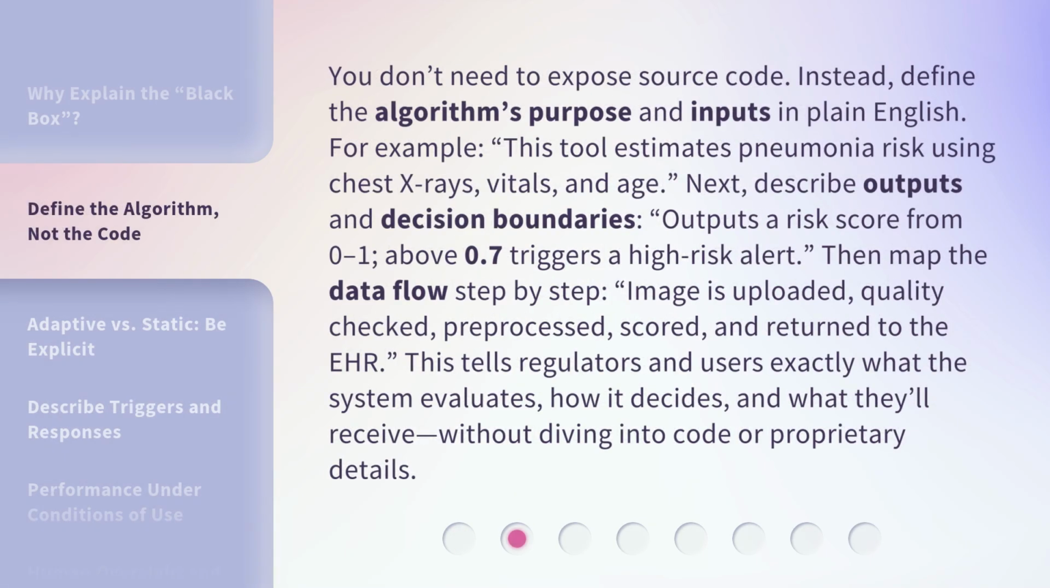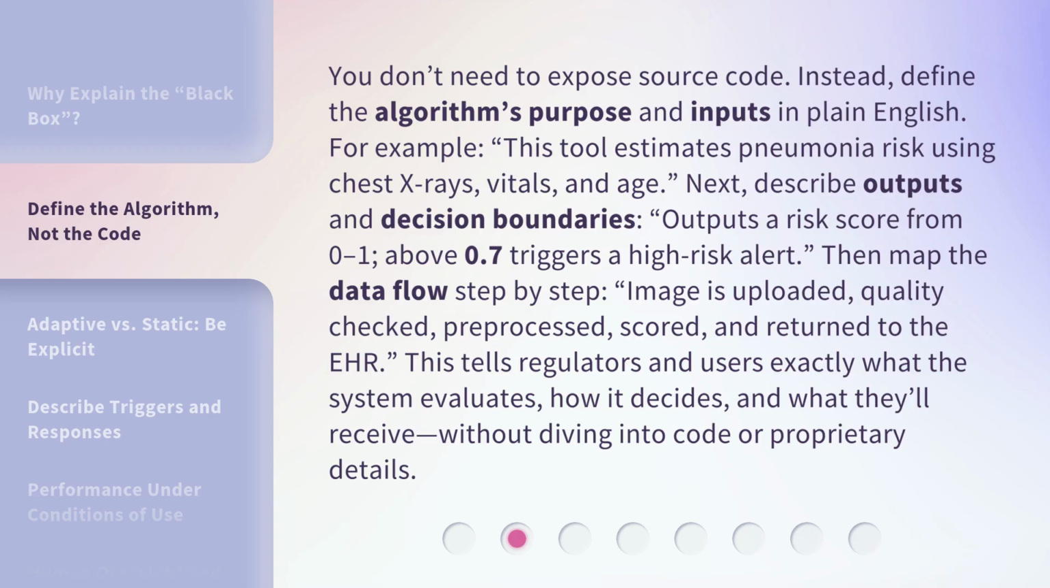You don't need to expose source code. Instead, define the algorithm's purpose and inputs in plain English. For example, this tool estimates pneumonia risk using chest X-rays, vitals, and age. Next, describe outputs and decision boundaries. Outputs a risk score from 0 to 1. Above 0.7 triggers a high-risk alert.